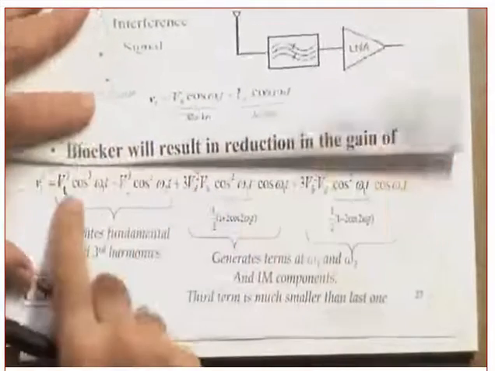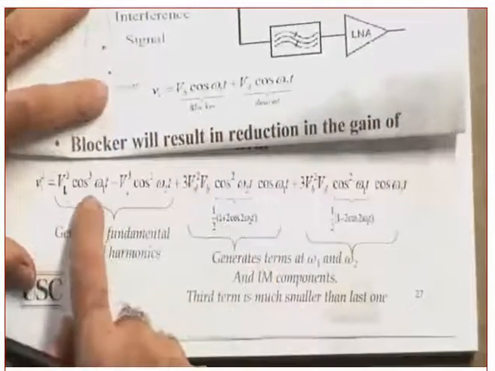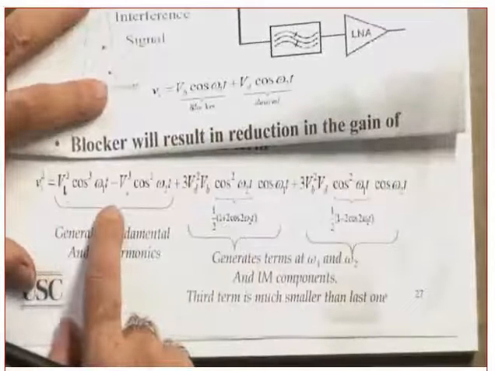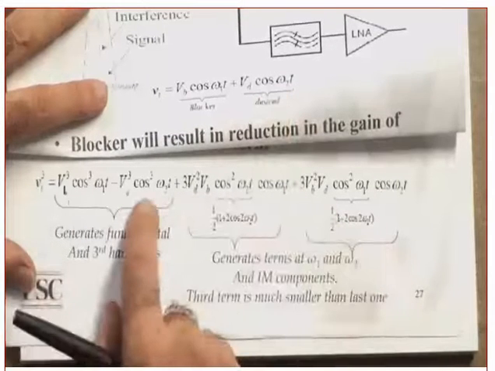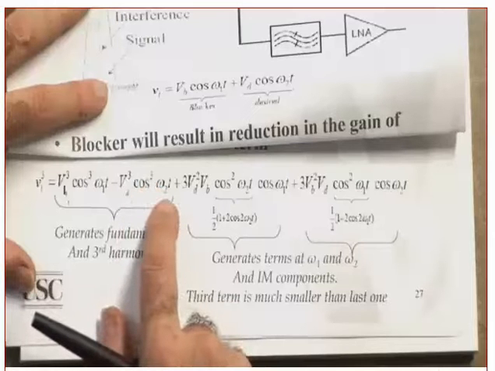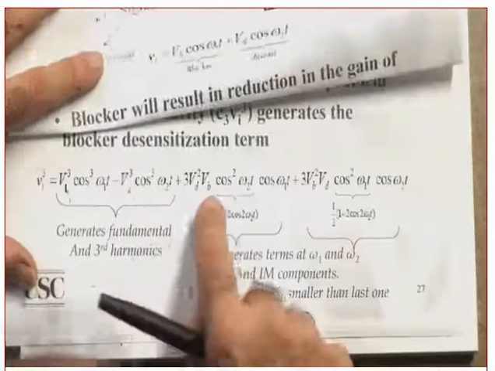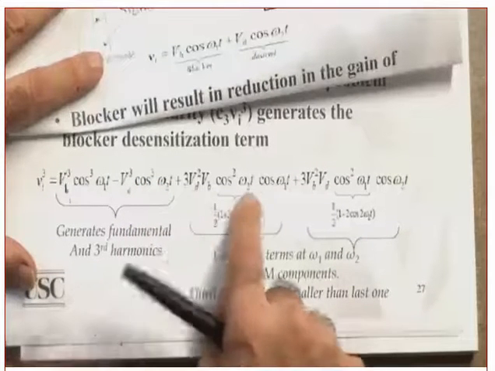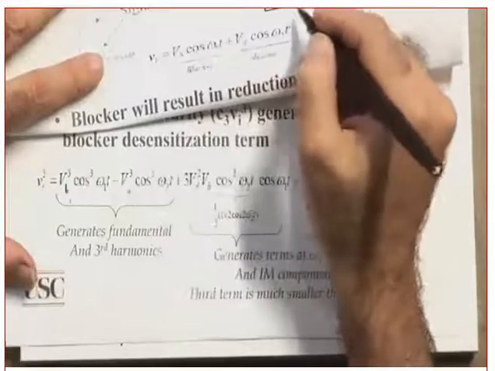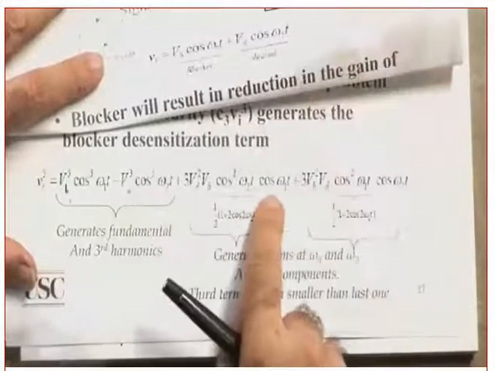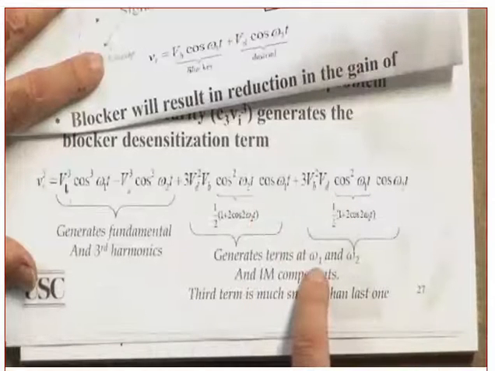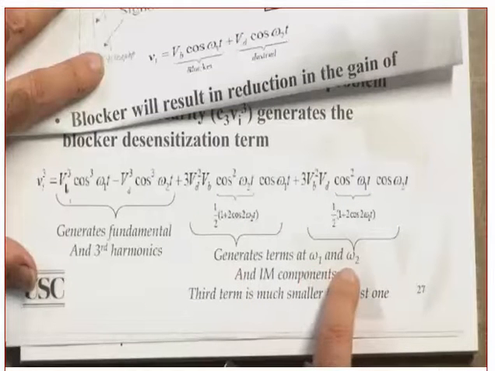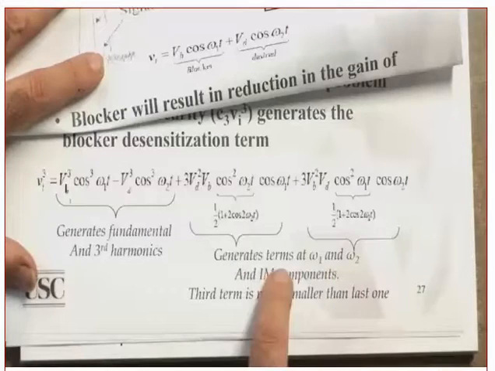V_B cubed, cosine cubed, omega 1 t. Yes? Plus what? V_D cubed, cosine cubed, omega 2 t. Yes or no? Where are these terms coming from? This one is the middle term, because you are multiplying it by what? Cubed. Yes? This is one middle term. This is another middle term. Generates a term at what? Omega 1 and what? Omega 2.